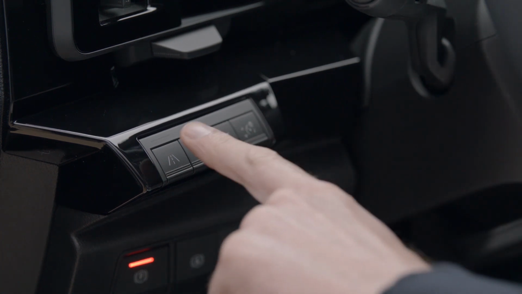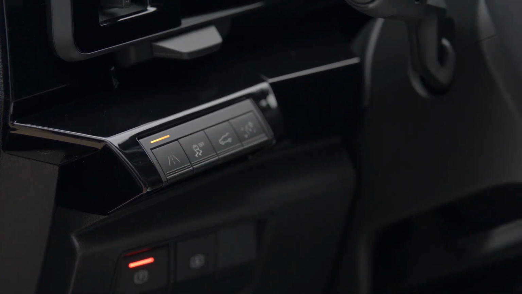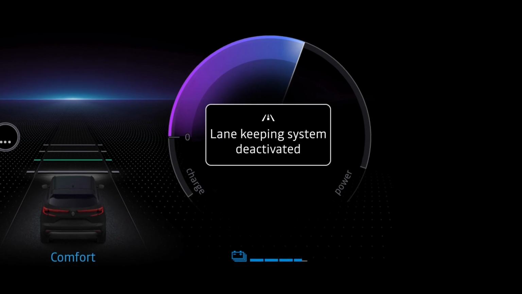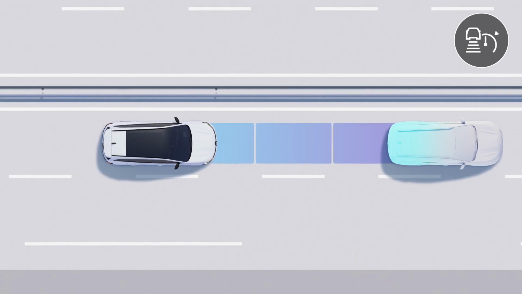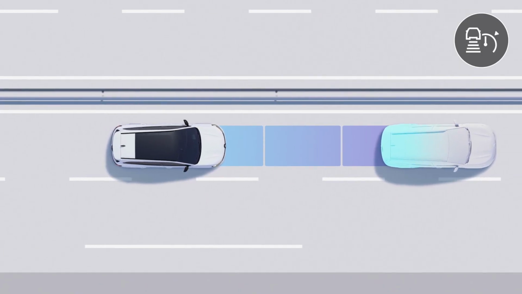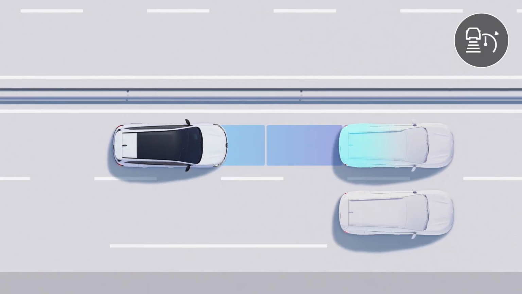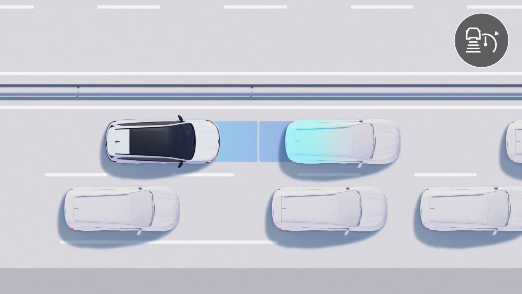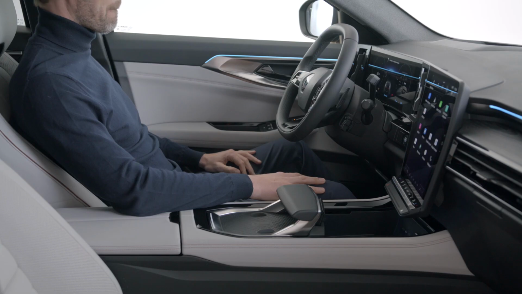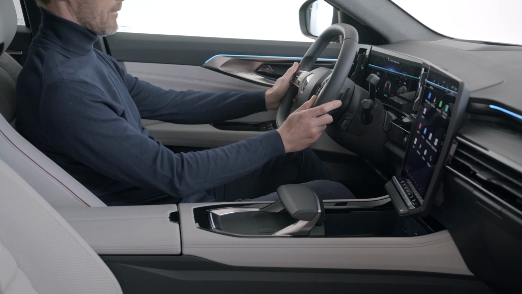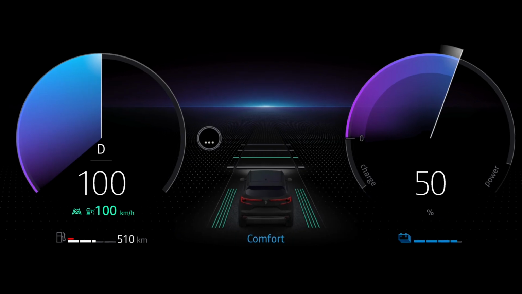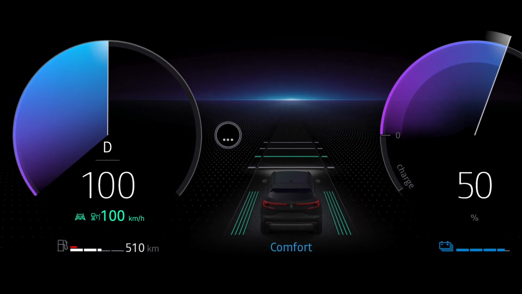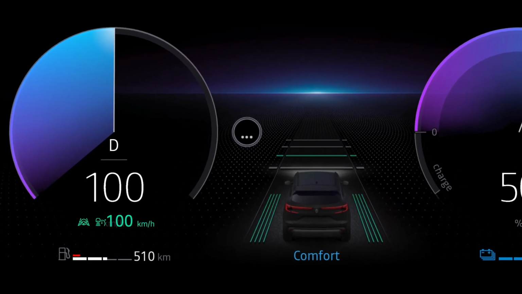Press the same switch to turn lane centering off, and the message "Lane keeping system deactivated" will appear on the instrument panel. This doesn't affect the stop and go adaptive cruise control. Lastly, press this switch to turn off Active Driver Assist. Stop and go adaptive cruise control and lane centering assist are switched off simultaneously.